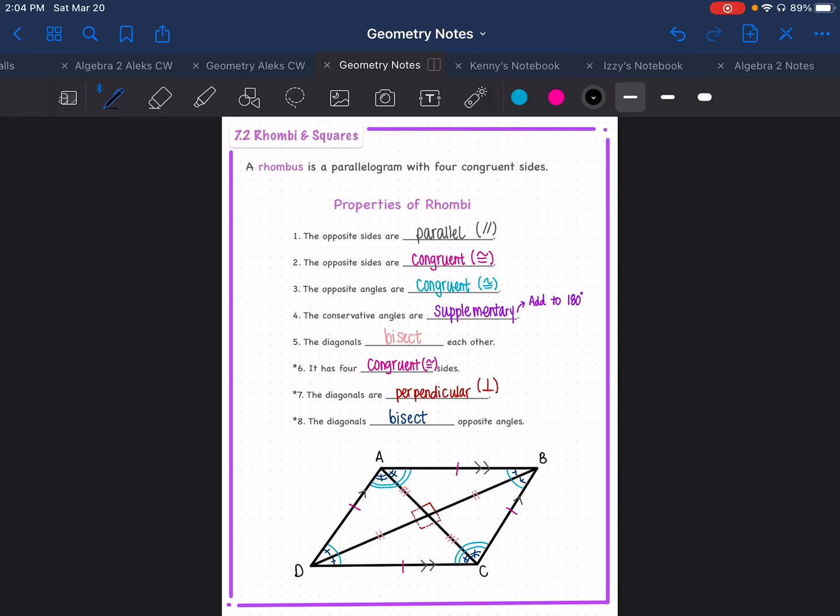Today's lesson is 7.2, Rhombi and kites. Let's go ahead and start with a rhombus. A rhombus is a parallelogram with four congruent sides. Here are the properties that make a parallelogram a rhombus.